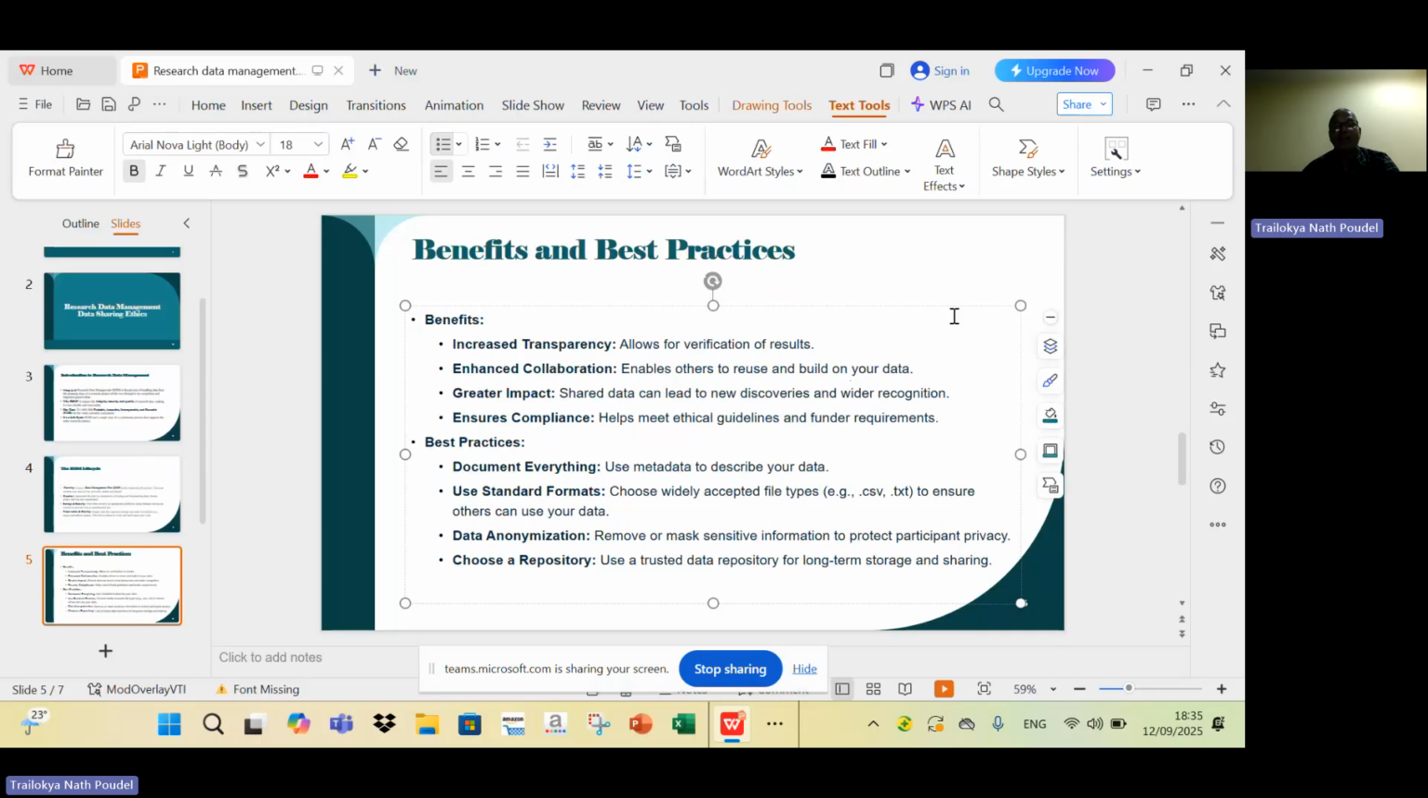And data anonymization: remove or mask sensitive information to protect participant privacy. And choose a repository. So that is, use a trusted data repository for long-term storage and sharing.